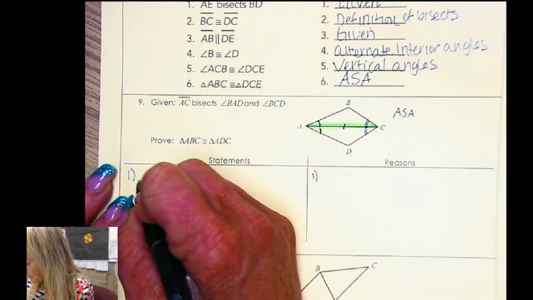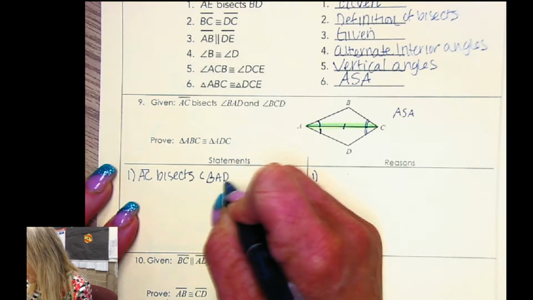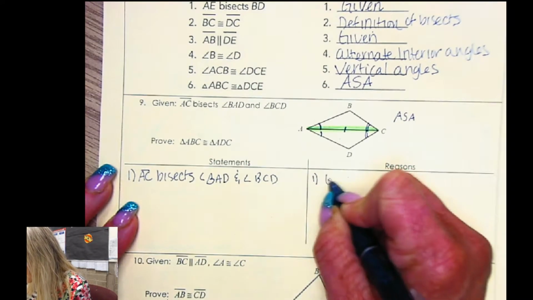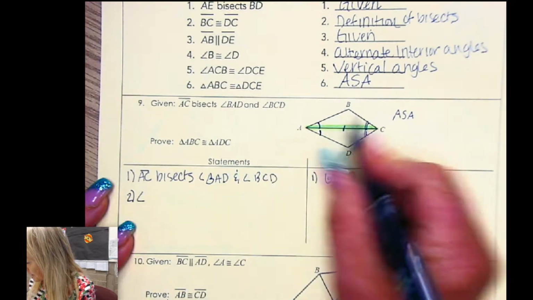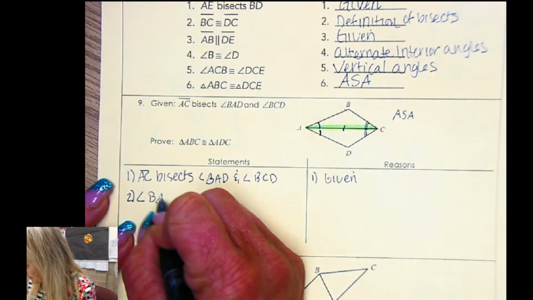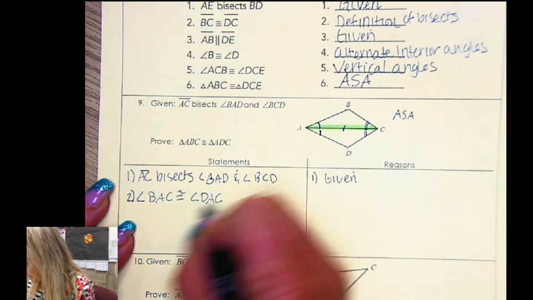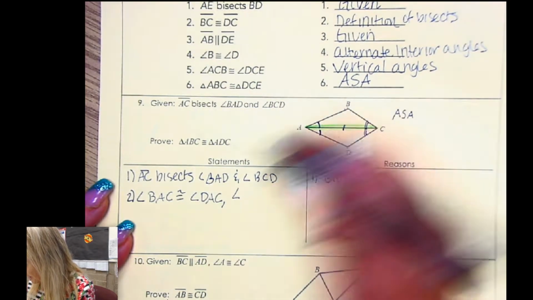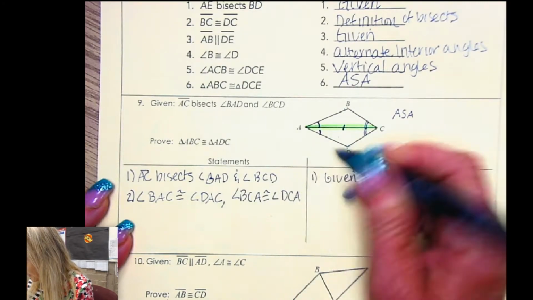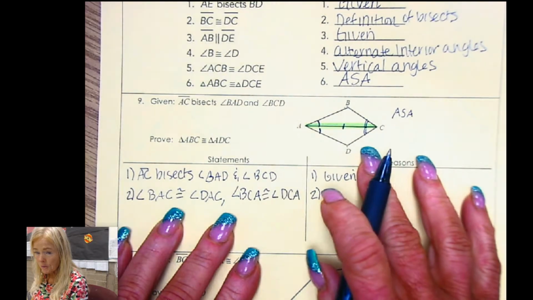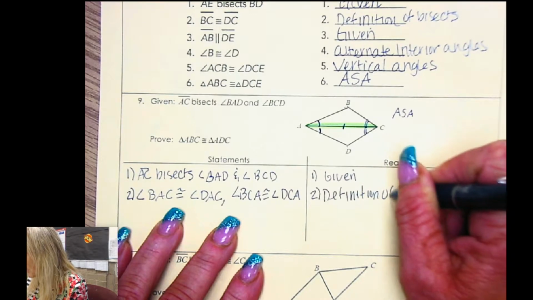So the first thing we're going to state is that AC bisects angle BAD and angle BCD. That's given. From that, we can state that angle CAB is congruent to angle BAC, and also angle BCA is congruent to angle DCA. And we can state that those two sets of angles are congruent by definition of bisects.